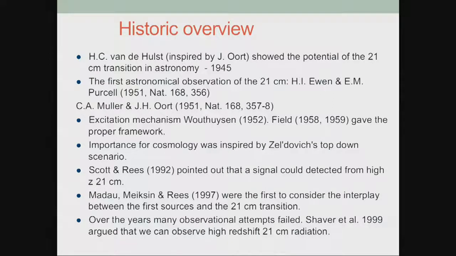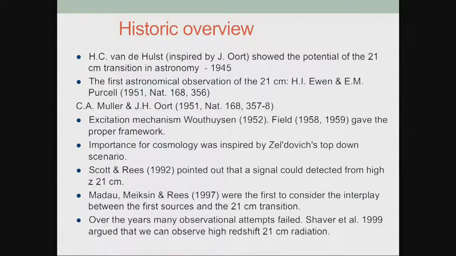But in these days, people were much more gentlemanly than now. And the Harvard group waited with the publication until the Dutch found the line themselves. I think also to confirm what they have seen, but also in terms of courtesy to Oort and his group. And if you look at when this was published, it's Nature 1951, 168356, and this is 1951, 168357. So there were two pages, published one after the other. So this was nice.